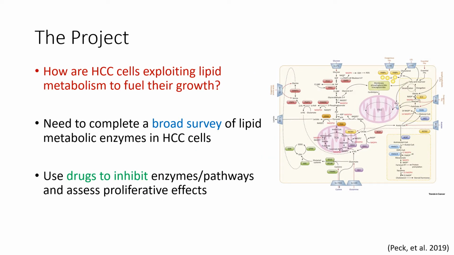This project seeks to illuminate how HCC cells may be exploiting lipid metabolism to fuel their growth. The metabolic scheme of lipid synthesis and oxidation is shown in the figure, and as you can see, it is very complex with many different enzymes involved. In order to identify possible therapeutic targets within these pathways, we need to complete a broad survey of lipid metabolic enzymes to determine their effect on HCC development. We believe that the most efficient way to complete such a high-throughput survey is through pharmacological inhibition of enzymes involved and quantification of the resulting growth effects.